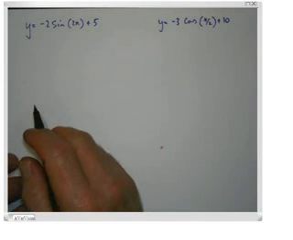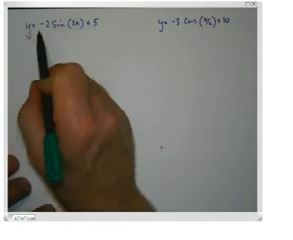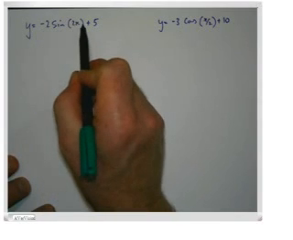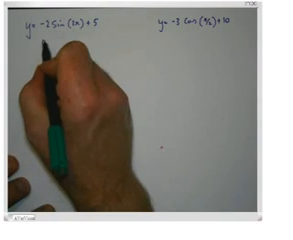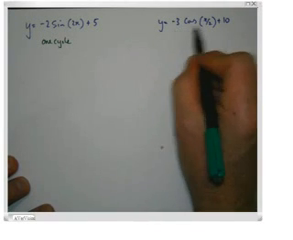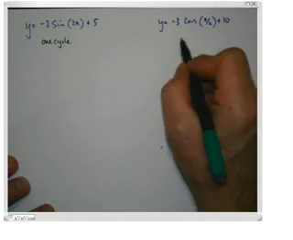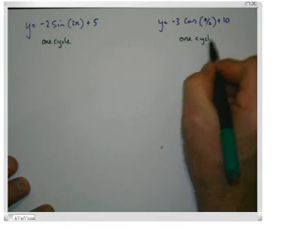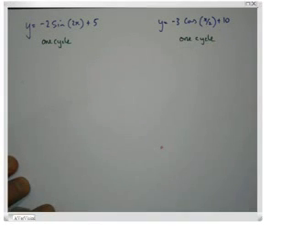Some more trigonometric sketching. Sketch y equals minus 2 sine 2x plus 5 for one cycle, and minus 3 cos of x divided by 2 plus 10 for one cycle. And you can choose what cycle you graph it over.